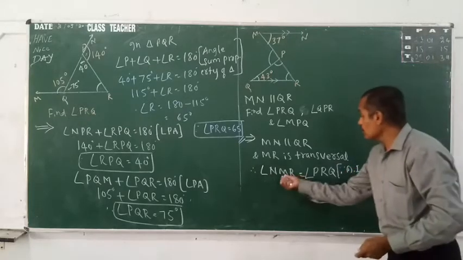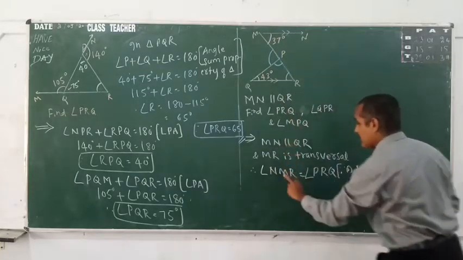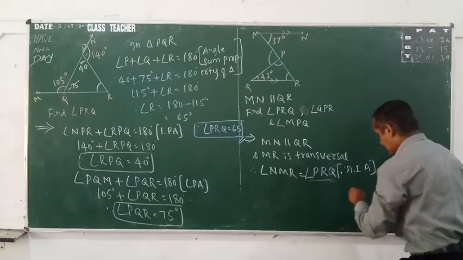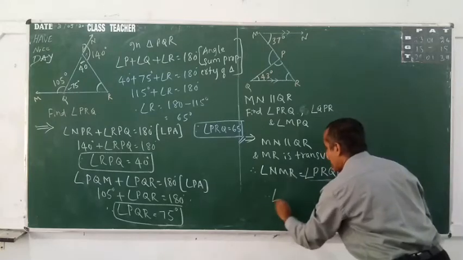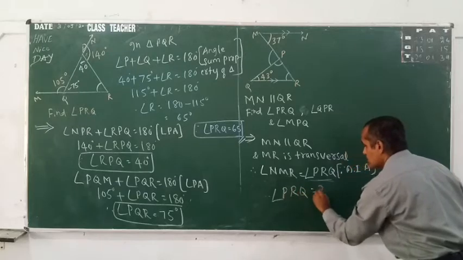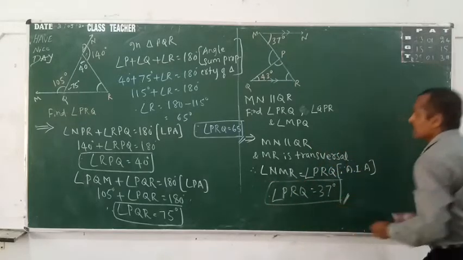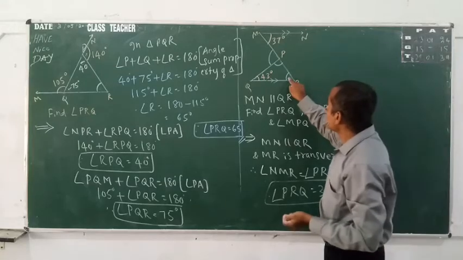Which angle is known to you out of these two? We know angle NMR is 37. That means this is also 37. You can write: therefore, angle PRQ is equal to 37 degrees. That is the first part, the first angle we have found. This is clear.